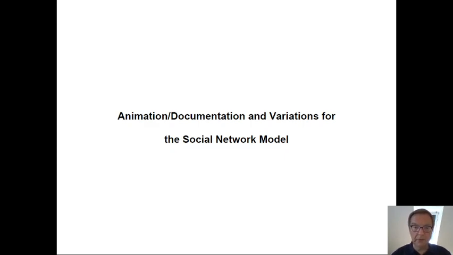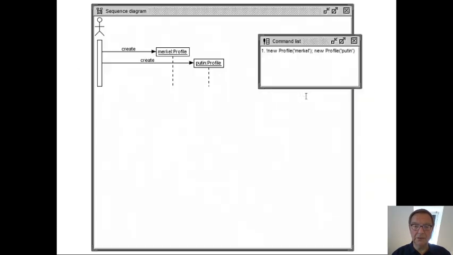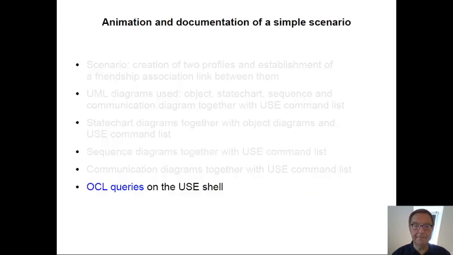Welcome back to the course Design of Information Systems. Our recent topic is animation, documentation and variations for the social network model. We have been looking at the animation documentation part already, and this session is about the variations of the social network model. Let's jump to the respective point.